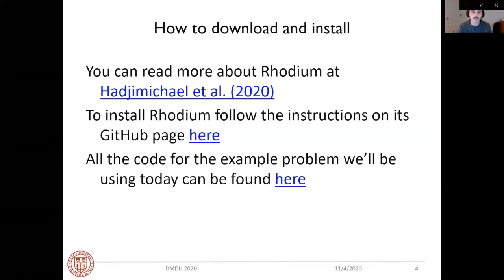To download and install Rhodium on your own, first of all, you can take a look at our paper, Hadjimichael et al. 2020, which overviews and introduces Rhodium in a fair amount of detail. It also uses the same case study for demonstration. You can clone Rhodium from the Git repo, which is linked in this presentation, which we'll post along with this video. And you can find all the code for the example at the link shown here, which will also be posted along with this video.